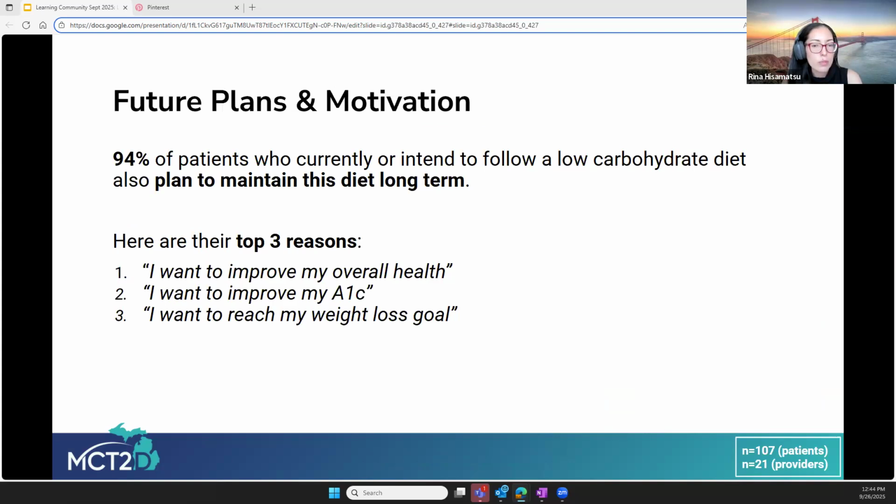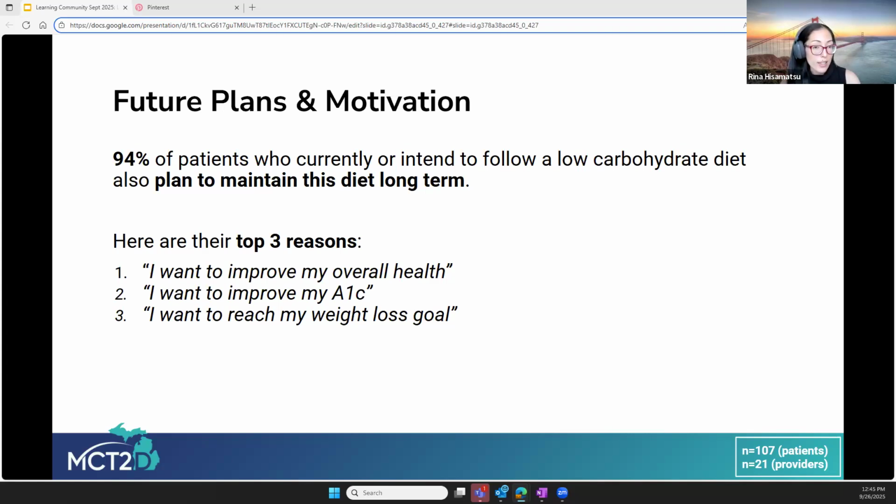In terms of future plans and motivations, among those who currently follow or intend to follow a low-carb diet, this was really interesting because 94% of the survey respondents said that they plan to maintain this diet over the long term among those who currently followed it. And those who reported that they were not planning to continue following or maintaining their low-carb lifestyle, their top reasons were difficult to maintain and missing carbohydrate-containing foods.